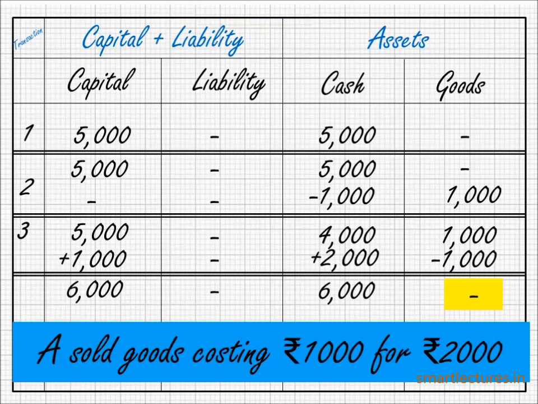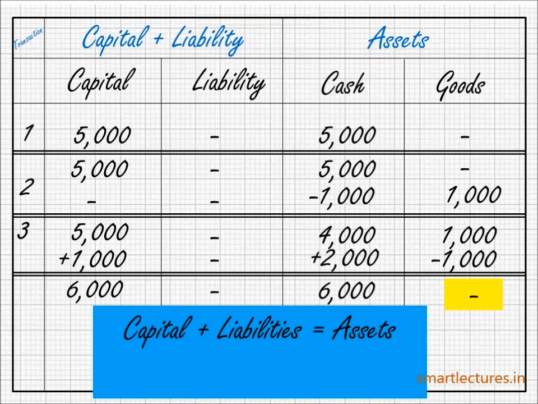So what is the new equation now? Capital 6,000 plus liability 0 is equal to assets in the form of cash 6,000, in the form of goods 0. So 6,000 is equal to 6,000.